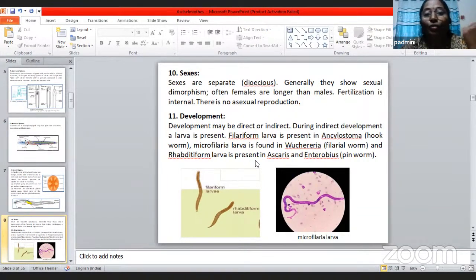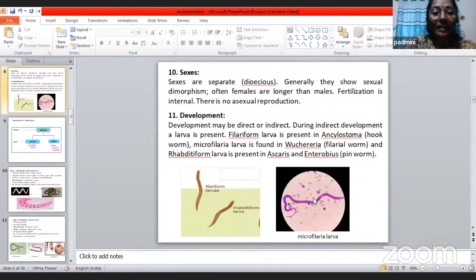So you are going to talk about the hookworm, the filarial worm, and also the pinworm, named for its small size, like a pin. So here you can see how the larva looks. This is a rhabditiform larva, a filariform larva, and we also have a microfilarial larva. Among all these, the microfilarial larva is very dangerous because it causes elephantiasis.